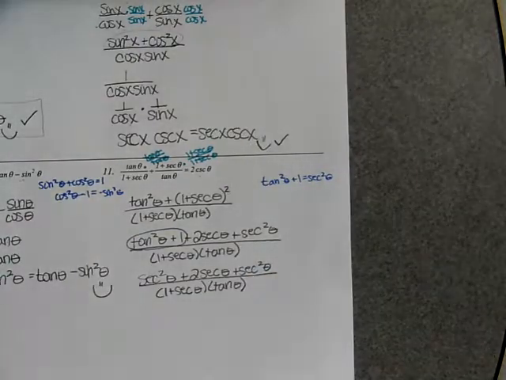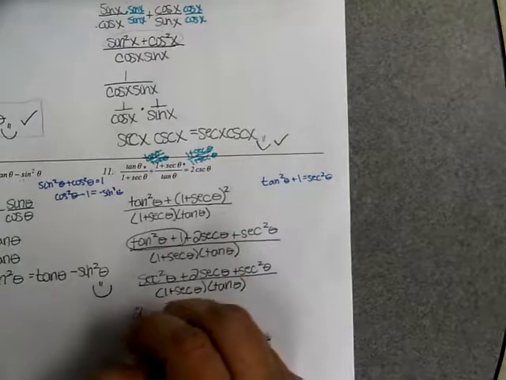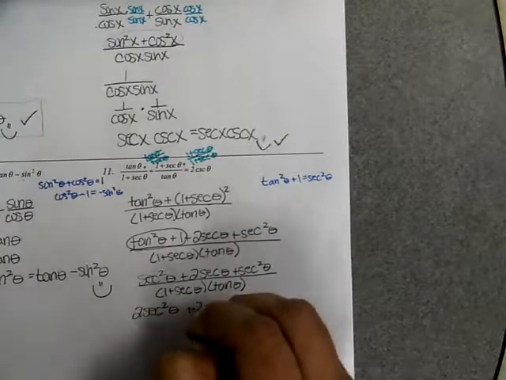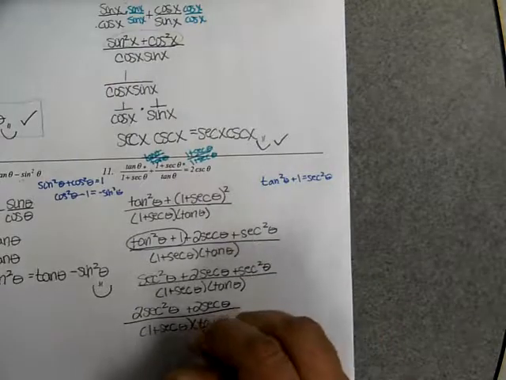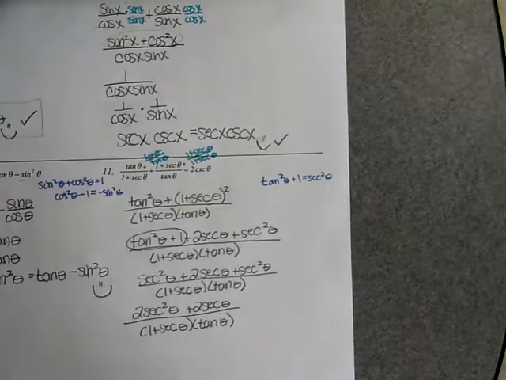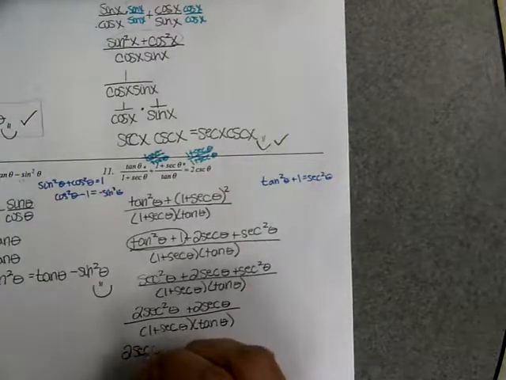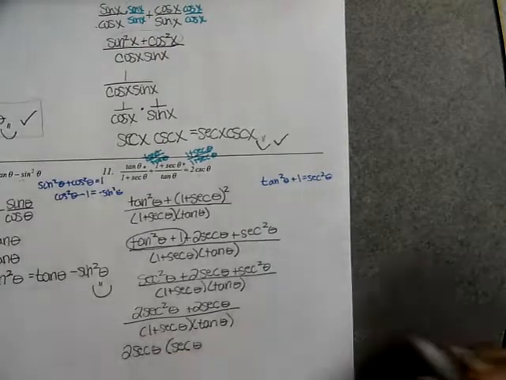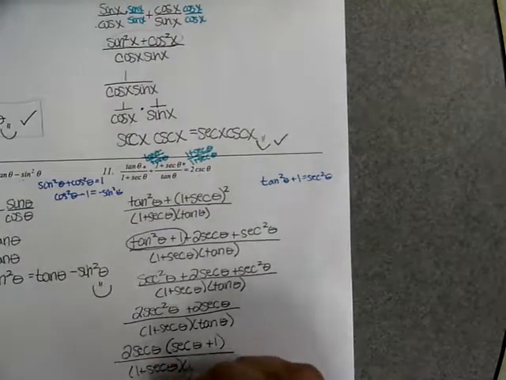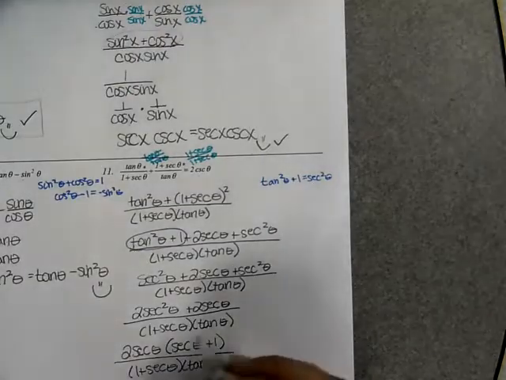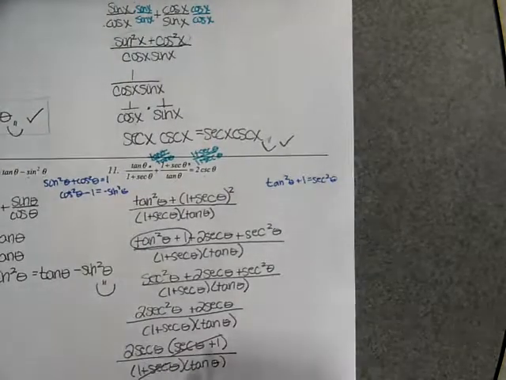And eventually you can combine some of these steps, but especially at first, I'm just trying to show you everything. Then we can combine these like terms, right? Secant squared theta plus secant squared theta is 2 secant squared theta over that common denominator. So I have 2 secant squared theta plus 2 secant theta over the common denominator. Notice I have a common factor here of 2 secant theta. So you can factor out that GCF to get secant theta plus 1 times 2 secant theta over the common denominator. And look, these cancel. And so I'm left with 2 secant theta over tangent theta.